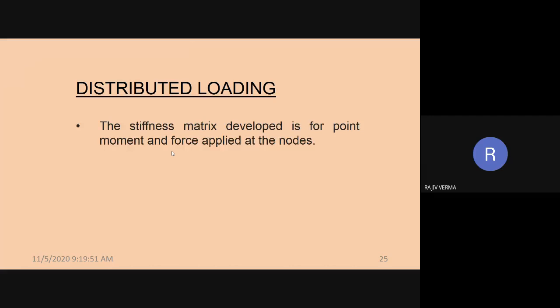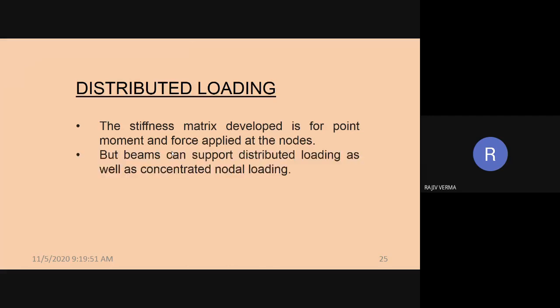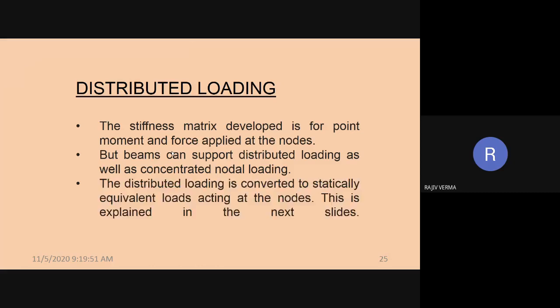The stiffness matrix developed is for point moment and forces applied at the node, but beams can support distributed loading as well as concentrated nodal loading. The distributed loading is converted to statically equivalent loads acting at the nodes. This is explained in the next slides.